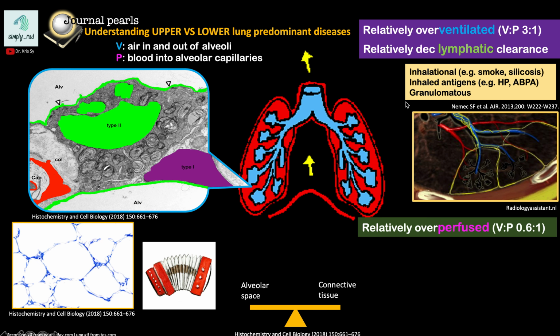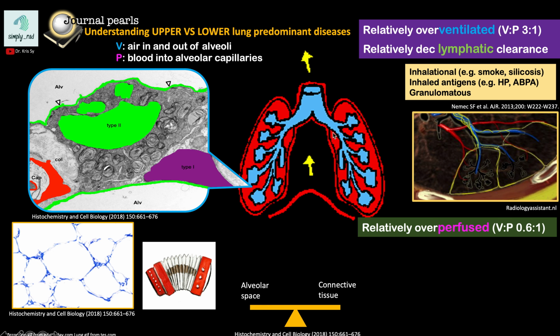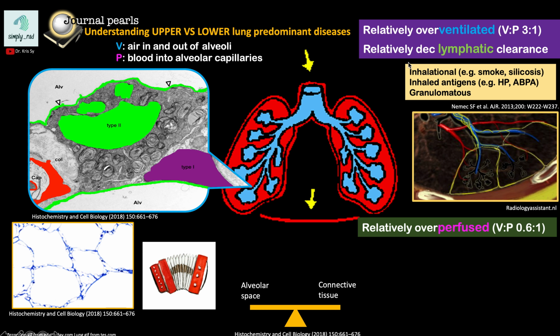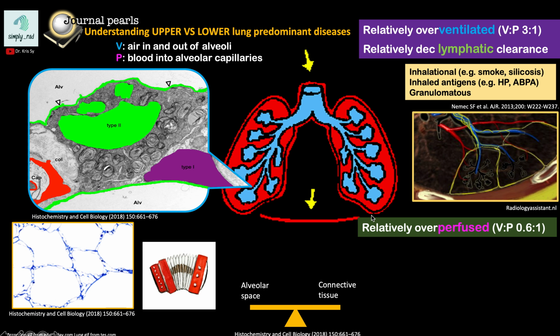Granulomatous diseases such as the classic TB also likes the upper lobes because of its higher oxygen tension and also because of the relatively decreased lymphatic clearance. Now, what about for the lower lobes?